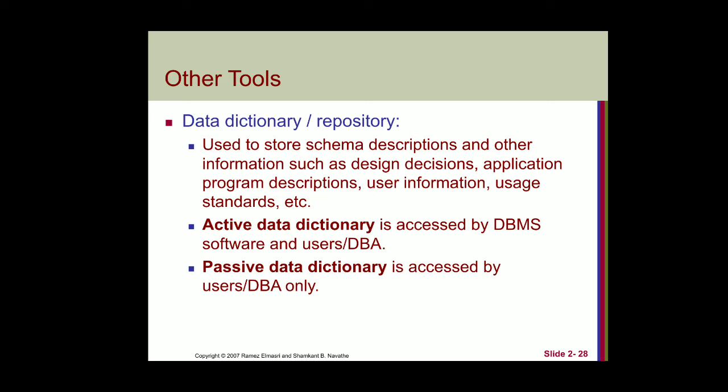or the data dictionary. Here we have two kinds of dictionary. One is the active data dictionary and the other is the passive data dictionary. Now we will see who will be using these active and passive dictionaries. The active data dictionary is accessed by DBMS software and users or the DBA, right? These are the people who make use of the active data dictionary. Then we have the passive data dictionary, which is used by the users or the DBA only, and this is not used by the DBMS software.